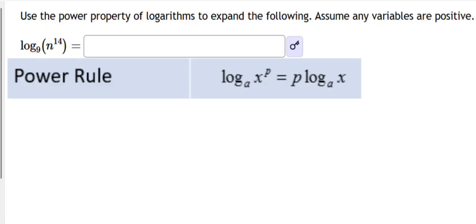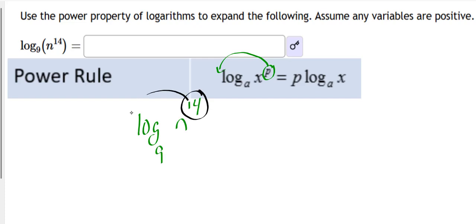Use the power rule of logs to expand the following. Well, the power rule says that for log base a of x raised to the p, the p can come to the front. So if we're sitting here with log base 9 of n to the 14, that 14 can come to the front, so that is 14 log base 9 of n. All right.